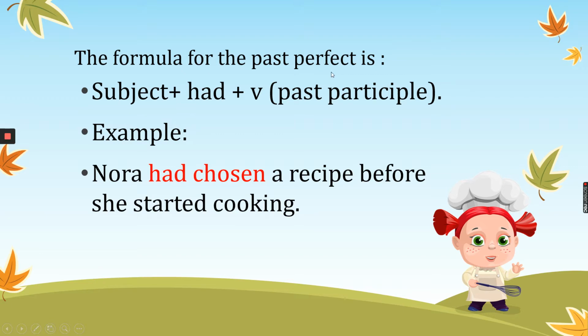The formula of the past perfect is subject plus had plus the past participle of the verb. Example, Nora had chosen a recipe before she started cooking. Had chosen. And this is the subject, of course.